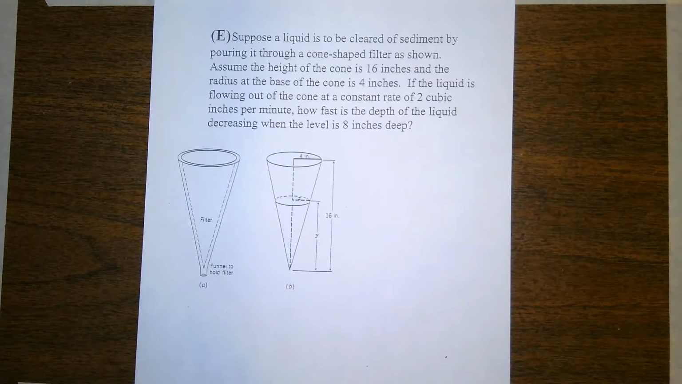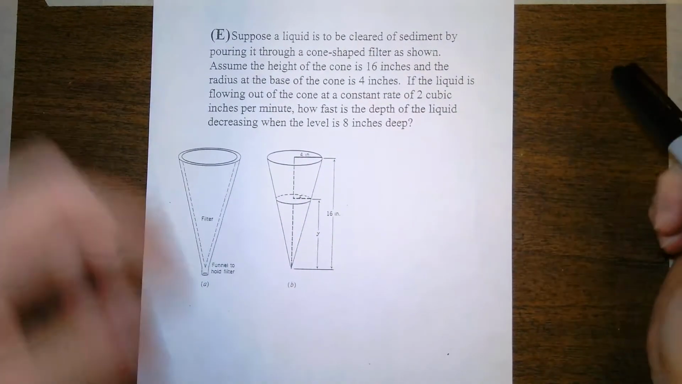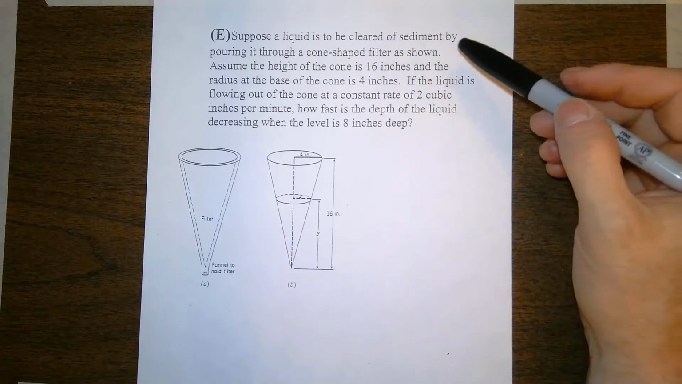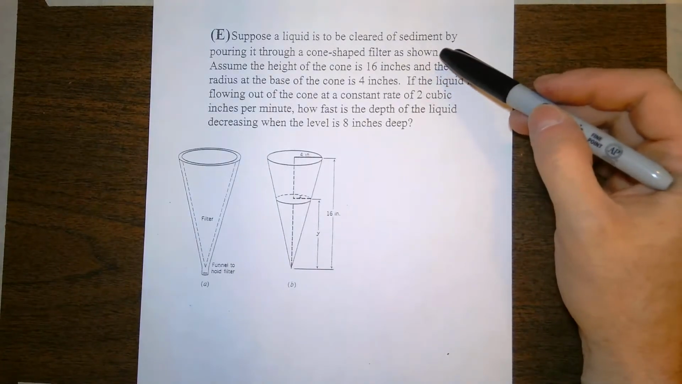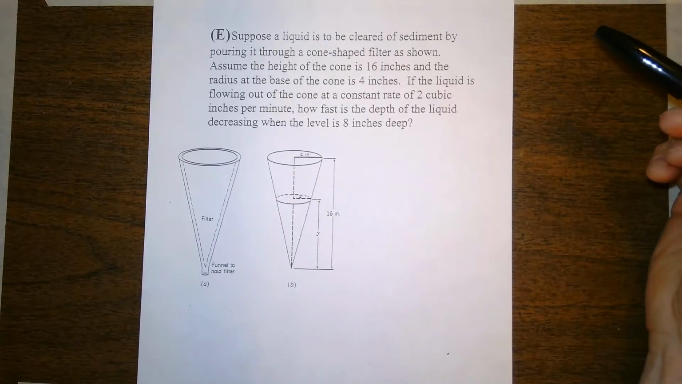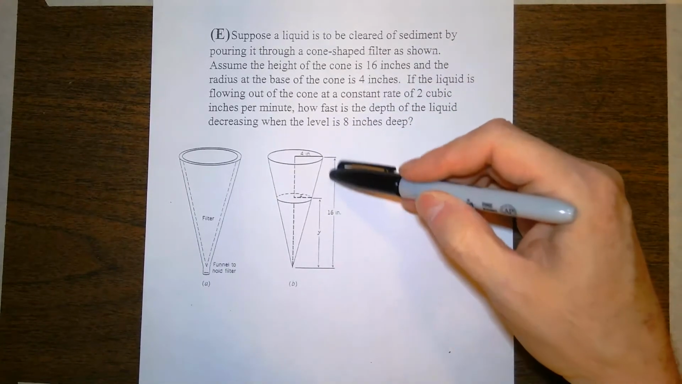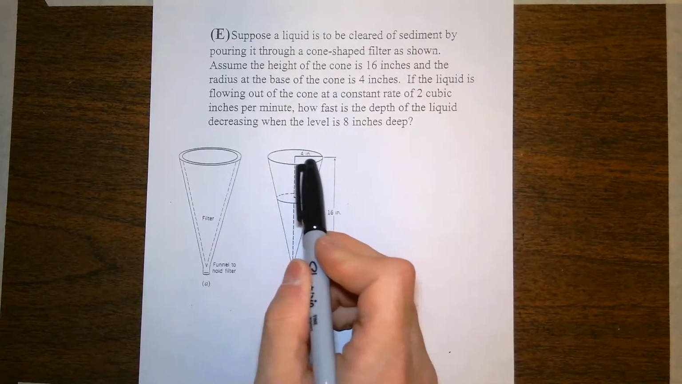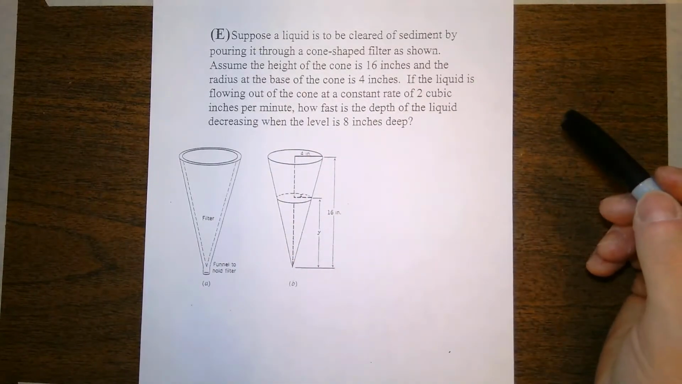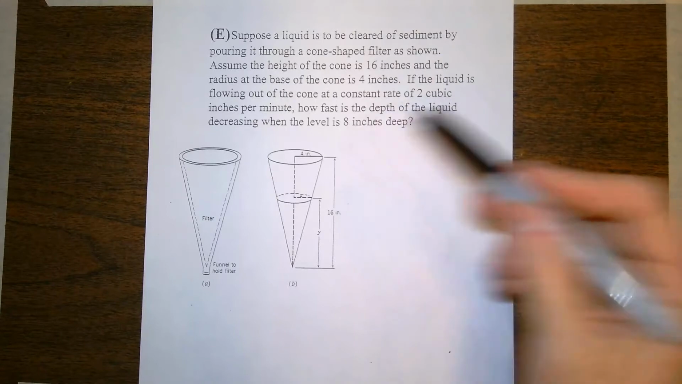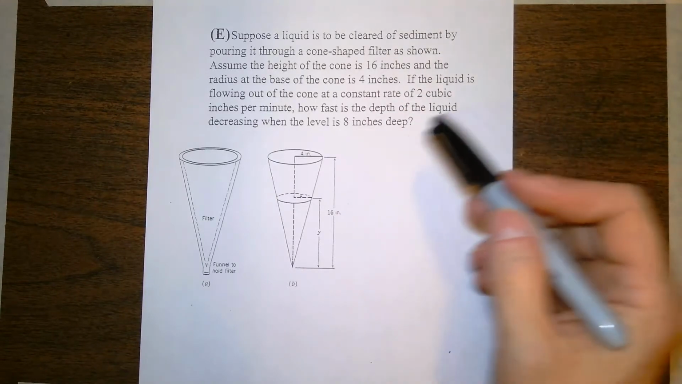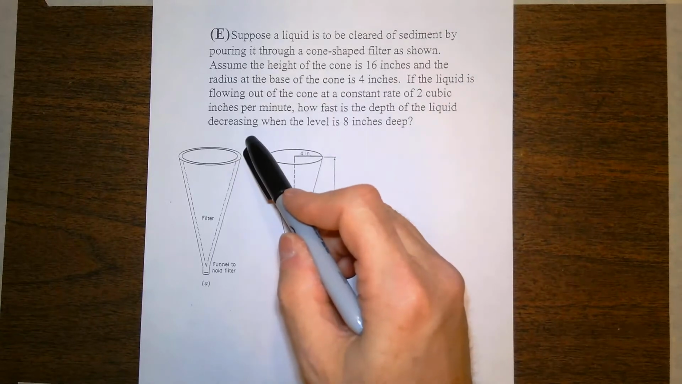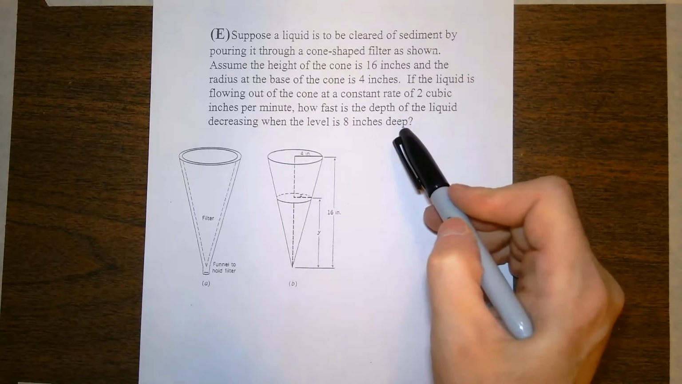All right. Next one, last one. Tough one. Let's take a look at this. Suppose liquid is going to be cleared of sediment by pouring it through a cone-shaped filter as shown. Assume the height of the cone is 16 inches, so the height of the entire cone is 16 inches, and the radius of the base of the cone is 4 inches. The liquid is flowing out of the cone at a constant rate of 2 cubic inches per minute. How fast is the depth of the liquid decreasing when the level is 8 inches deep?